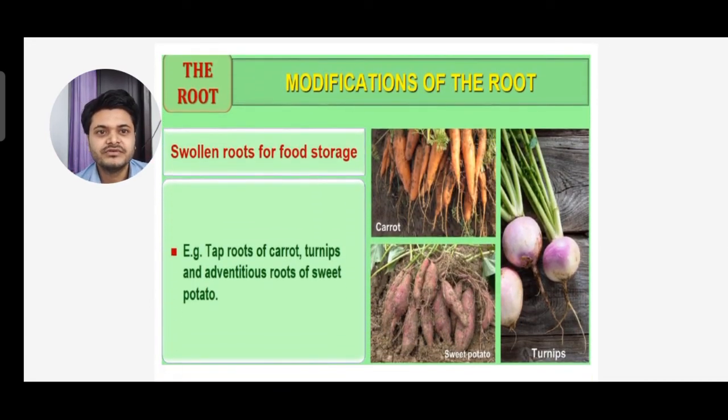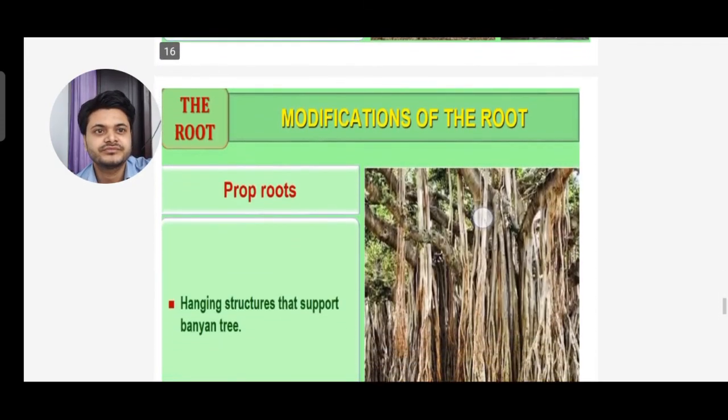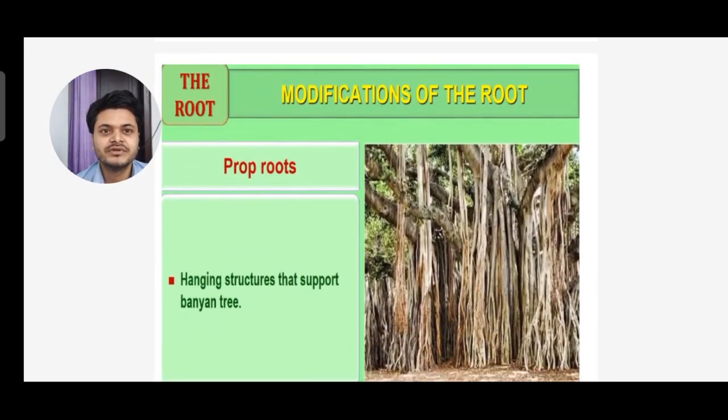Examples of swollen roots for food storage are the taproot of carrot and turnips, and the adventitious root of sweet potato. Now we can see the example of prop roots. It is a hanging structure that supports a banyan tree. These are prop roots.